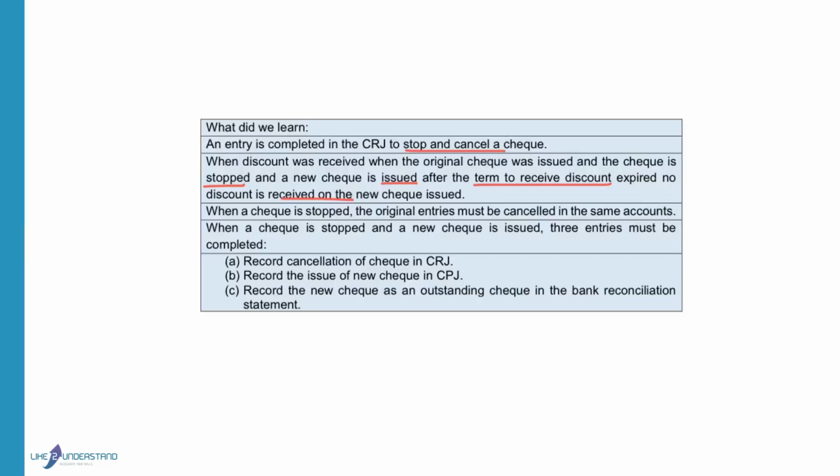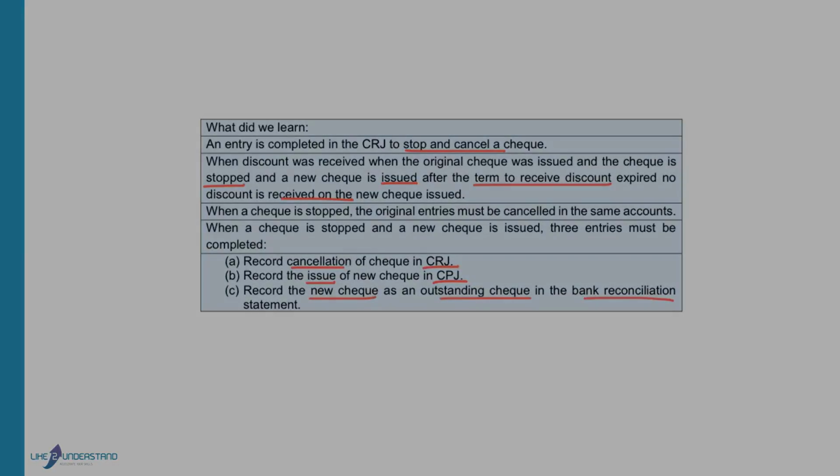When a cheque is stopped and a new cheque is issued, 3 entries must be completed. You record the cancellation of the cheque in the cash receipts journal. Then we issue a new cheque and we record that in the cash payments journal. And because we only issued the cheque now, this new cheque will be recorded as an outstanding cheque in the bank reconciliation statement.